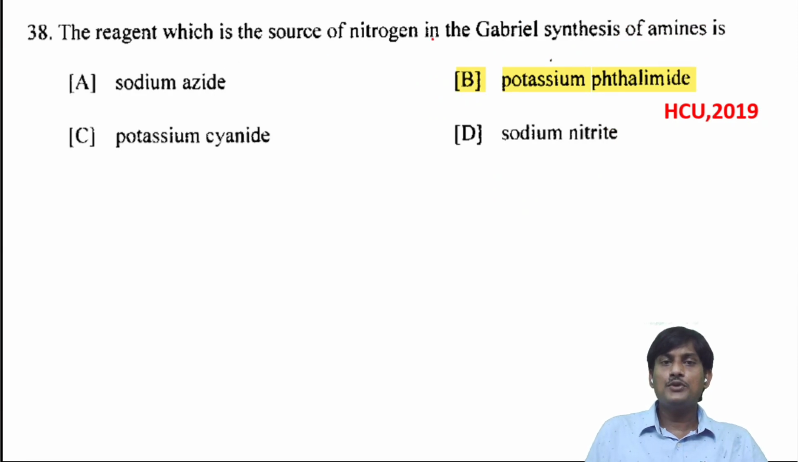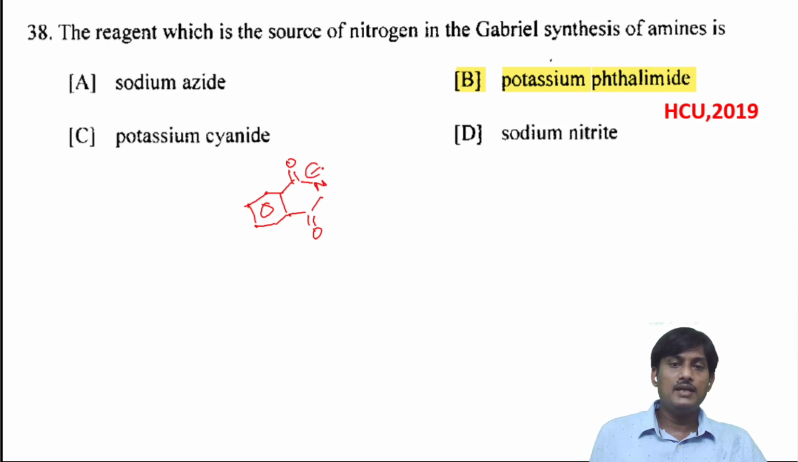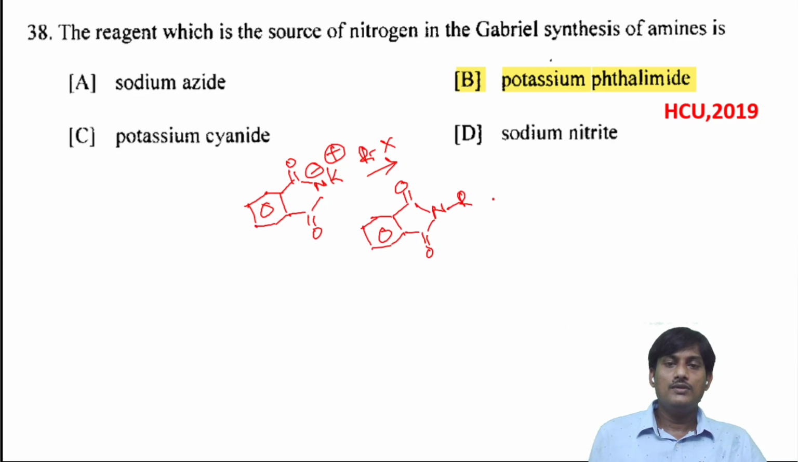The reagent which is the source of nitrogen in the Gabriel synthesis of amines. So there is a Gabriel phthalimide synthesis. In Gabriel phthalimide synthesis, we use potassium phthalimide. This is the potassium phthalimide, N minus K plus. When you treat it with an alkyl halide, there is a nucleophilic substitution reaction, and alkylation at nitrogen takes place. So you will get the N-alkyl phthalimide, or upon hydrolysis you will get R-NH2.